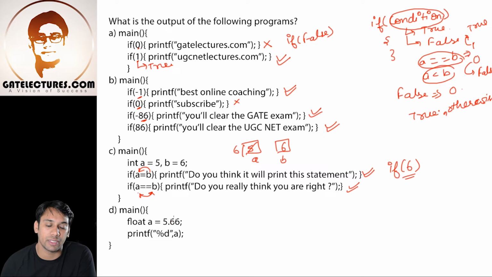Okay, right, now check out this program. In this program we have taken the value of this a variable as float type and we are taking the value 5.66. Then we are printing this value with %d. So %d is used for integers, therefore it is going to ignore the point part and it is only going to print 5. Okay, right, so now let us see the next programs.